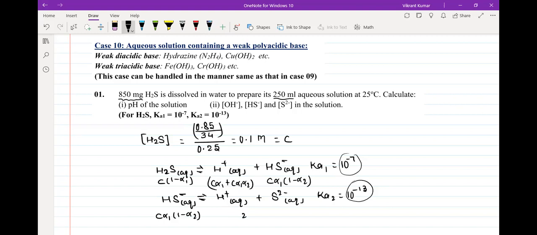Similarly, I have to write total H plus will be C alpha 1 plus C alpha 1 alpha 2. And this will be C alpha 1 alpha 2. This is the general calculation.